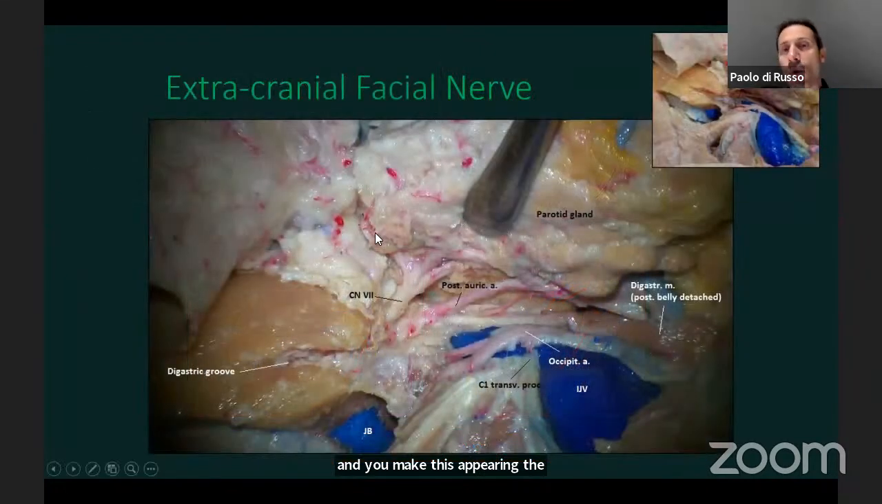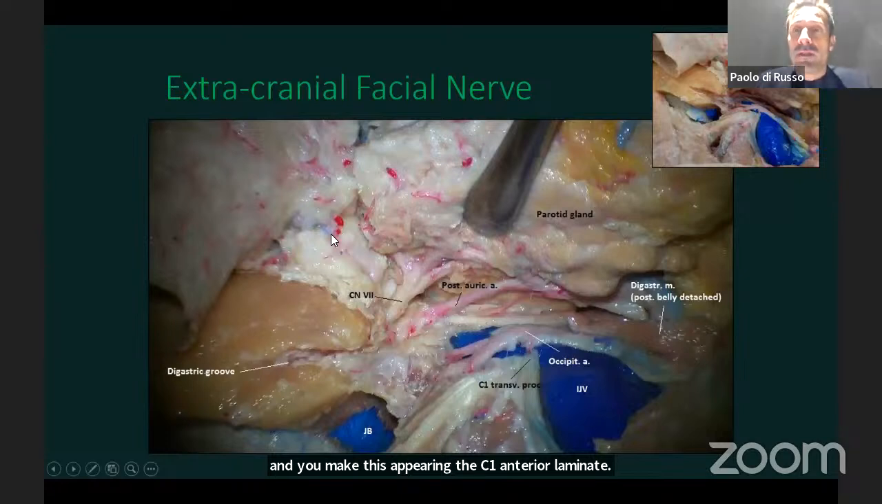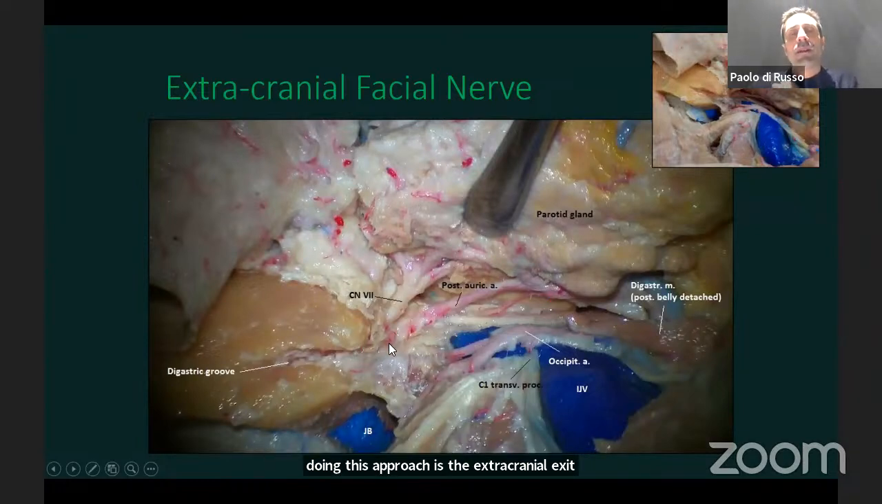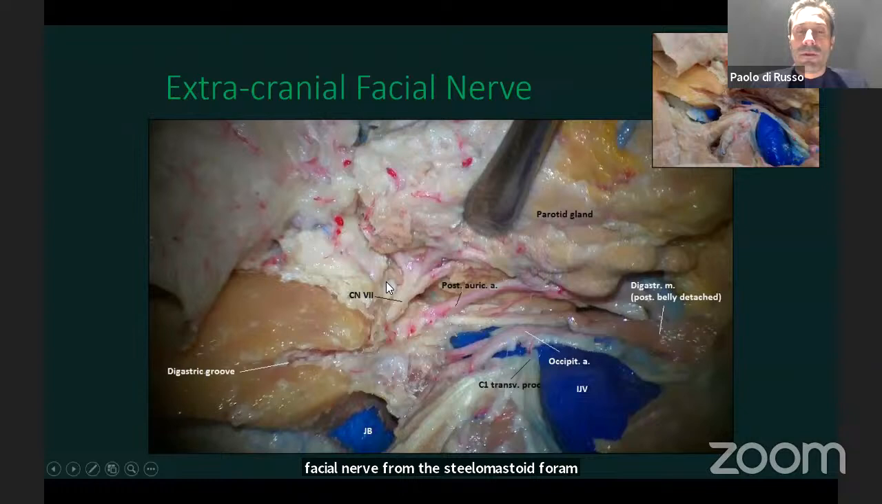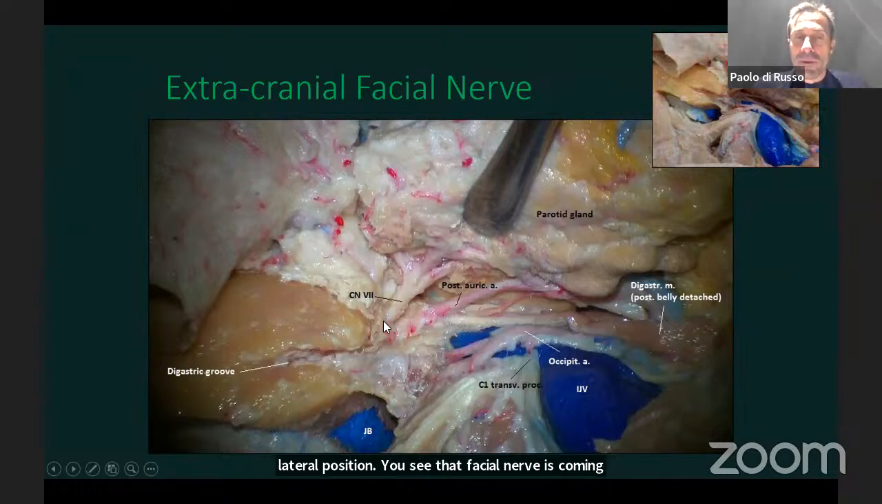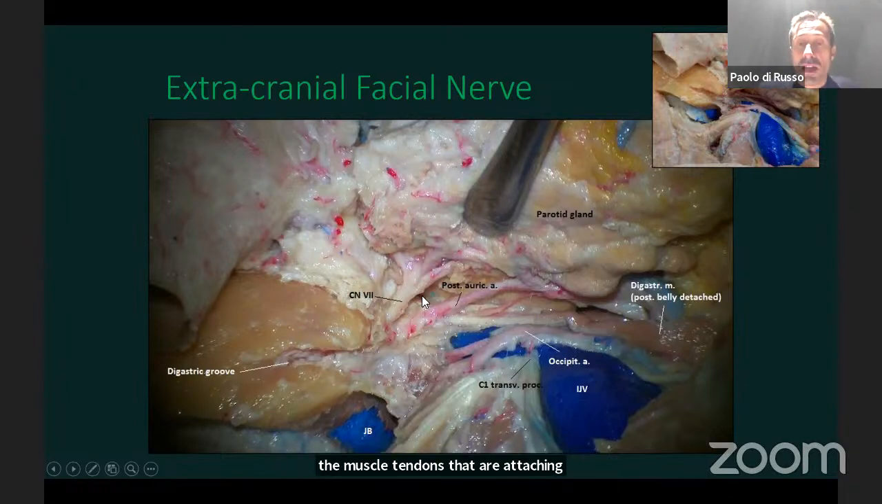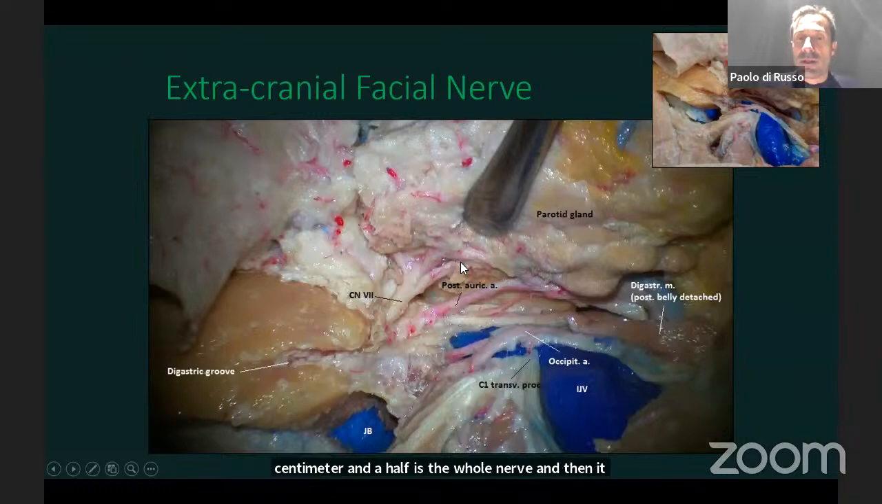Another important structure that you want to preserve and be aware of during this approach is the extracranial exit of the facial nerve from the stylomastoid foramen. You can see here the facial nerve on the right side, in the lateral position. You see that the facial nerve comes out from all the muscle tendons that are attached at the level of the tip of the mastoid, and for about 1 to 1.5 centimeters it is a single trunk, and then it divides into all the branches inside the parotid gland.